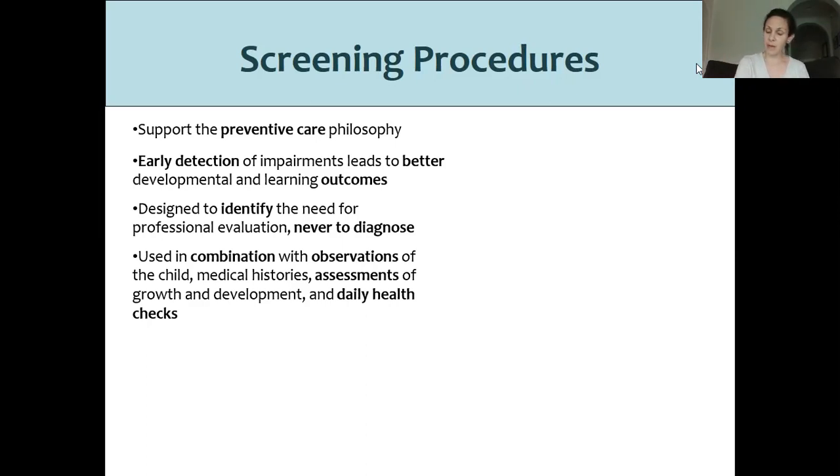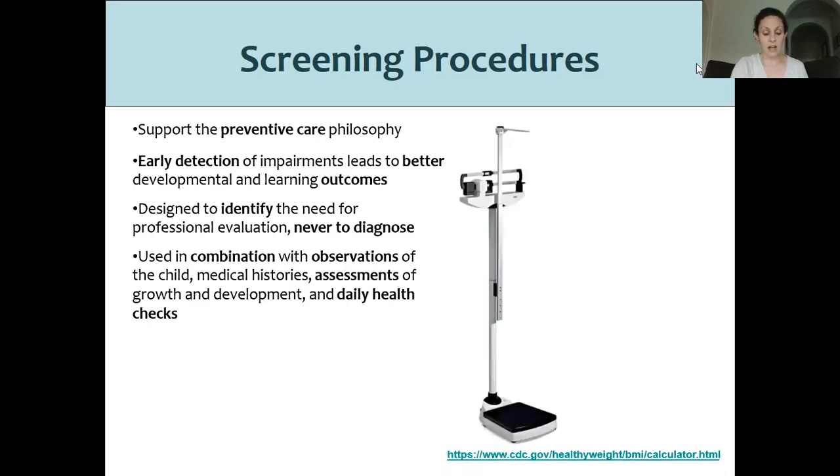We talked last chapter about daily health checks. And again, your observation skills and your assessments during those daily health checks are going to be really critical for some of this, because you're going to get a little backstory from the parents about the night before and how they slept and all those things. And you're going to be able to piece those observations together more succinctly.